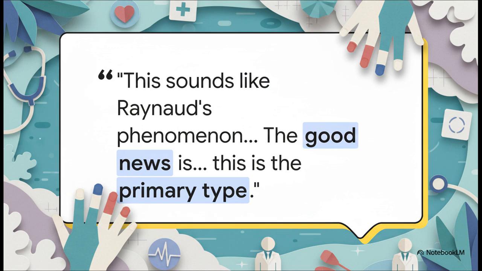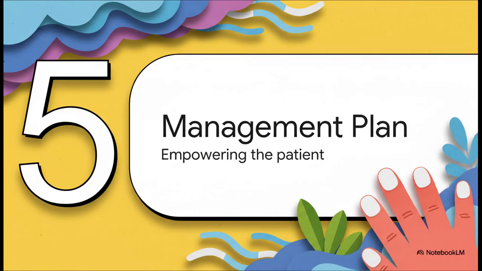Okay, let's talk about the delivery. You start by naming it, "This sounds like Raynaud's phenomenon." Then, straight away you reassure them. Using a phrase like, "the good news is," is so powerful. By saying it's likely the primary type, meaning it's not connected to some other scary illness, you're immediately calming their biggest fears. Okay, diagnosis delivered.